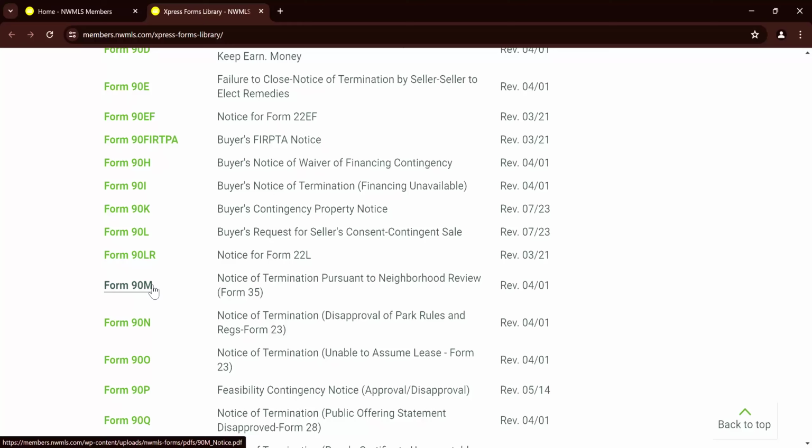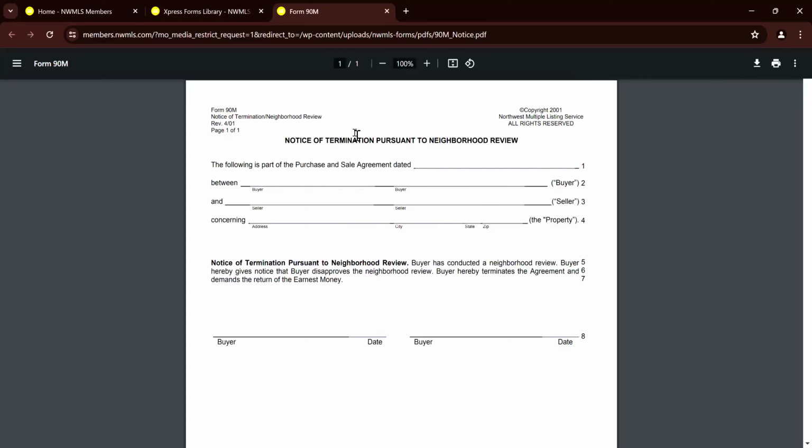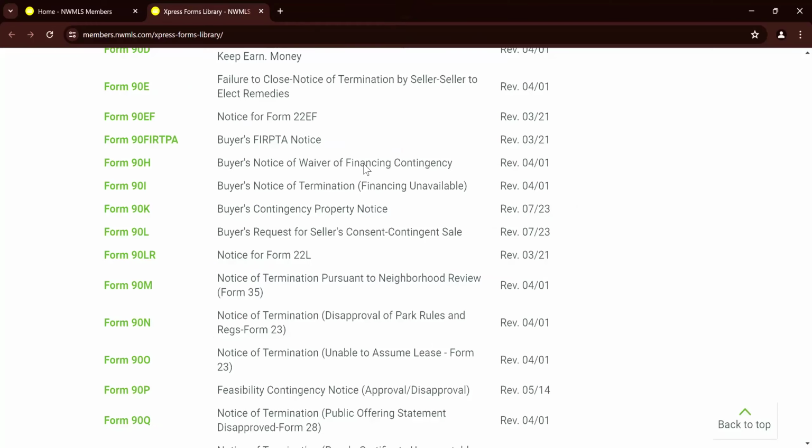90M, notice of termination pursuant to the neighborhood review in the Form 35. If the buyer is going to back out based on the neighborhood review, you would use the 90M. And this is a one-sided form, 90M and a Form 50 to get the earnest money back.